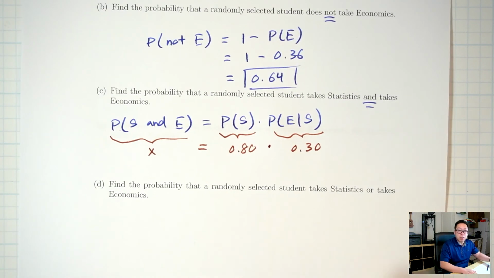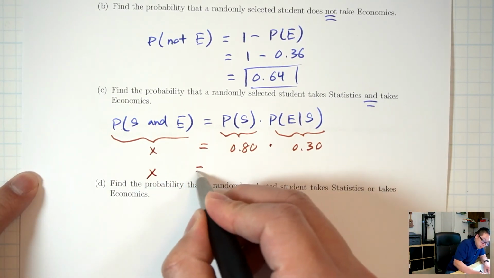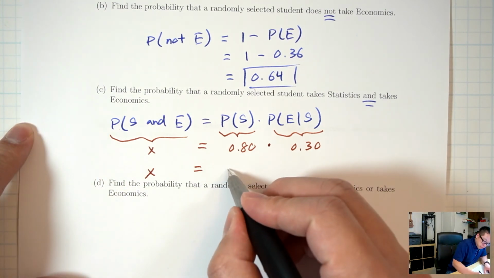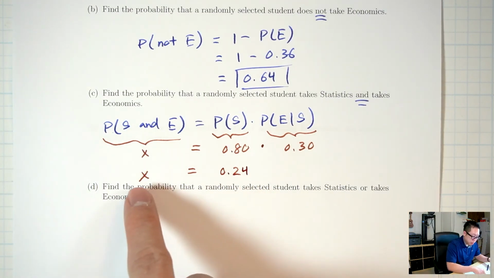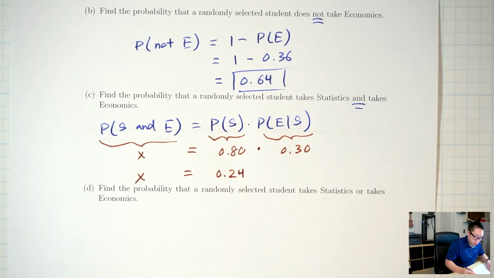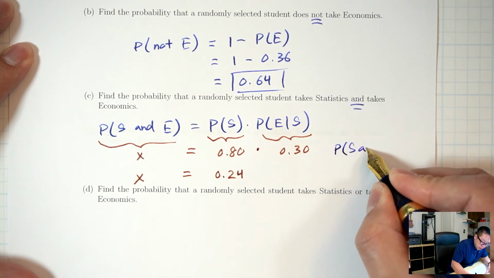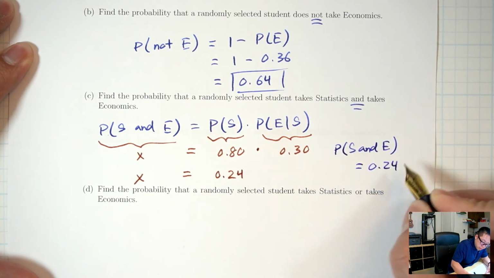So right now the X is already by itself, so all you need to do is do the right side. 0.80 times 0.30 is 0.24. Right, so what we found was X, and X was the AND. So our answer here is S and E is equal to 0.24.